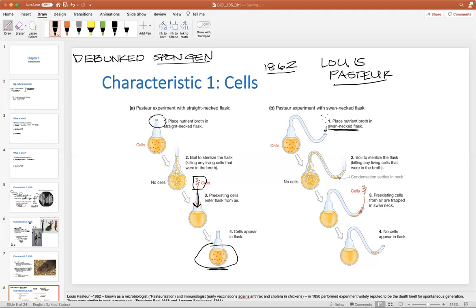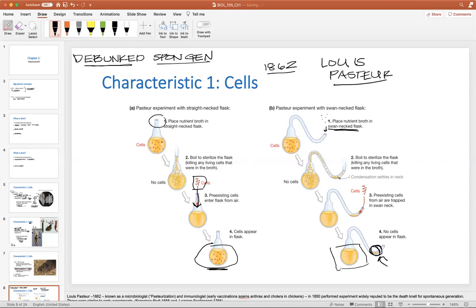So now he repeated this experiment. He boiled this broth, got rid of whatever cells were in there. Now this is a sterile broth, and he let it sit and he let it sit, and lo and behold, the broth remained sterile because, as he predicted, any of the stuff floating in the air got caught in this swan neck flask. So make sure that you understand how this experiment works to debunk spontaneous generation, right?